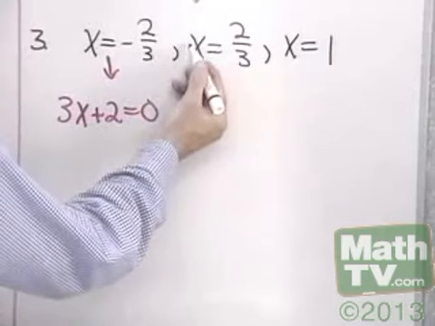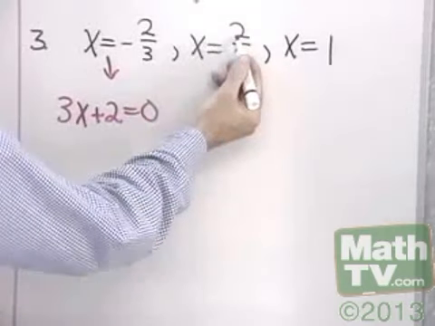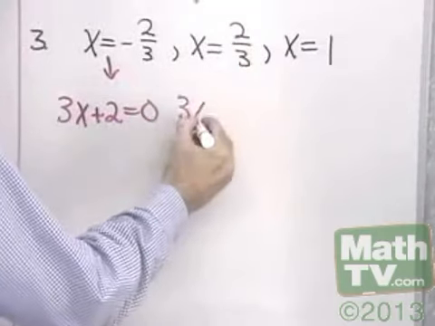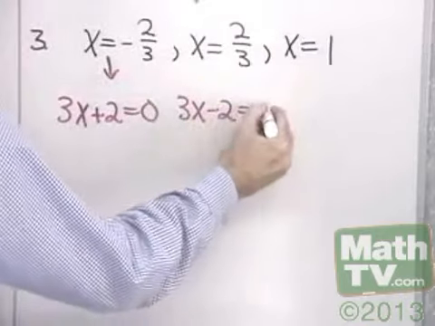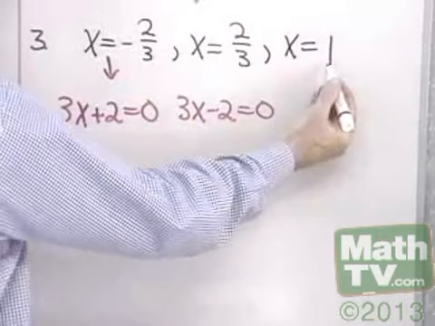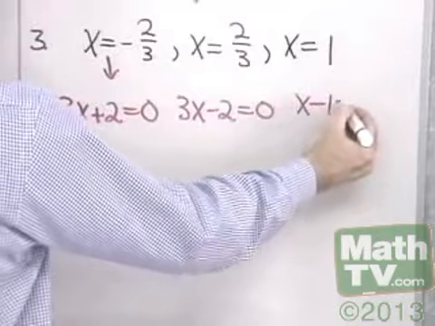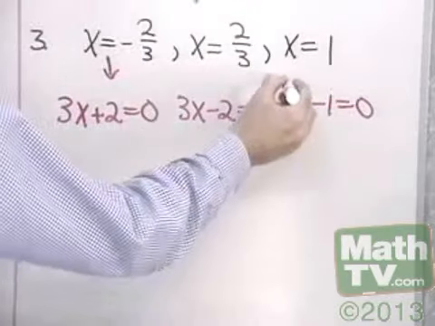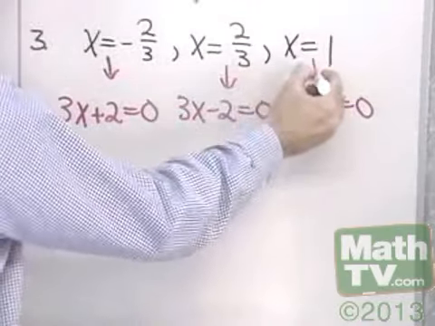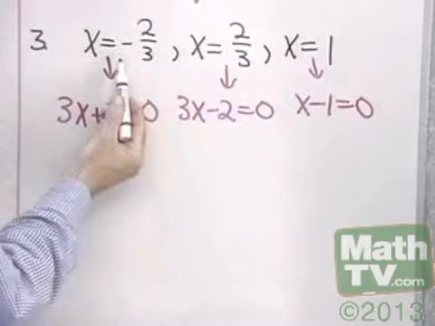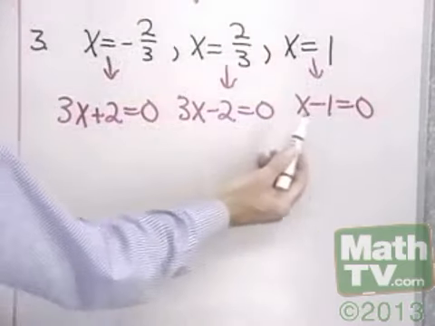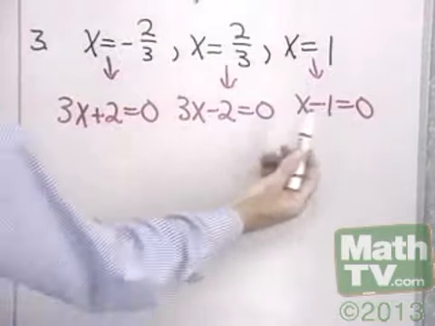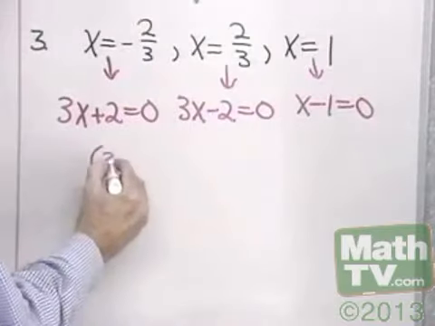Here I'm going to multiply both sides by 3, and then I'm going to add negative 2 to both sides. I'll get 3x minus 2 is equal to 0. Here I'll just subtract 1 from each side, and I get x minus 1 equals 0. So in each case, what we do is go from the original solution to an equation that has 0 on one side. Now, if all three of these expressions are equal to 0, then so is their product.